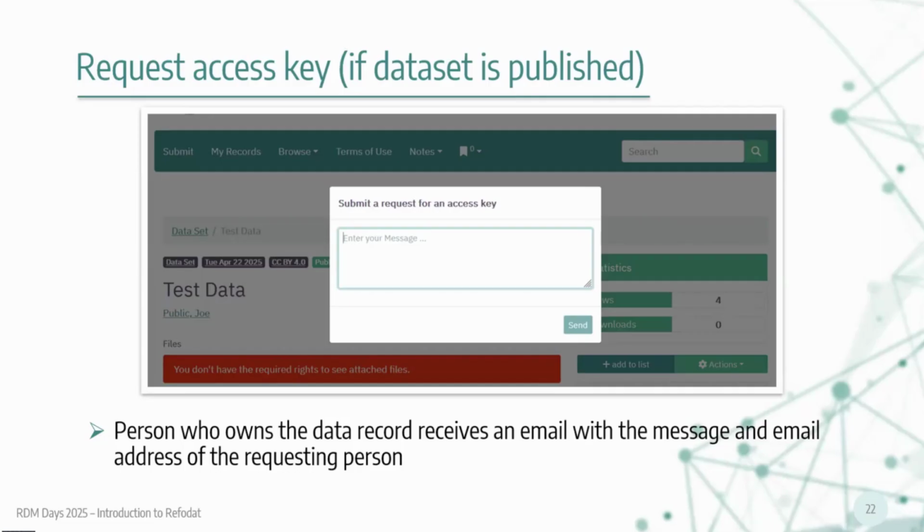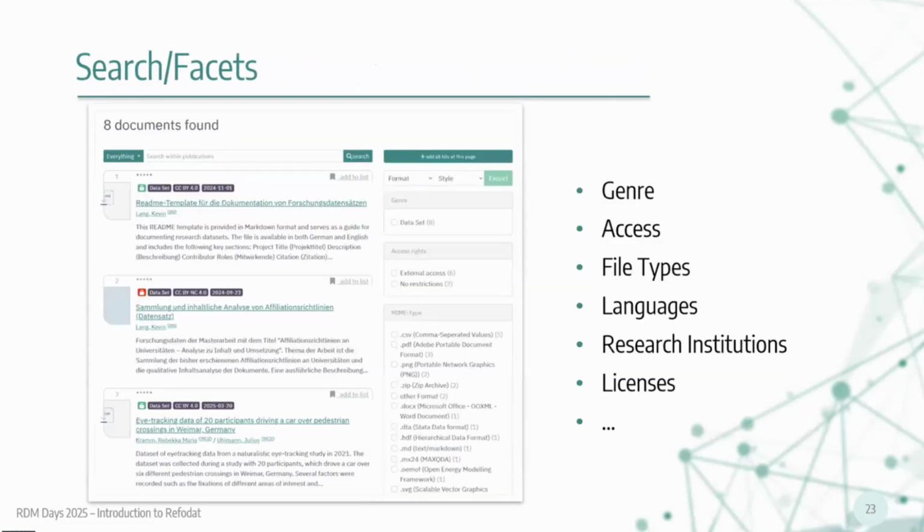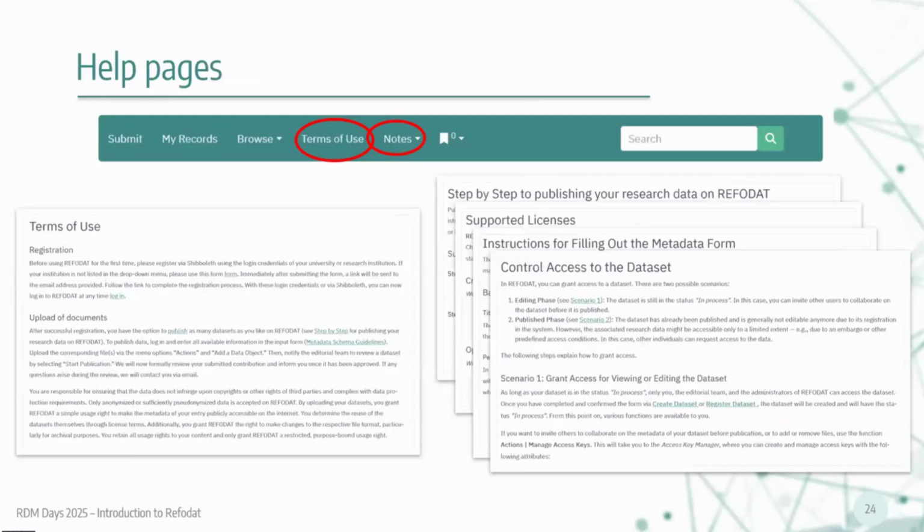Now, of course, there are also some other features that REFODAT provides. So you can search all the publications and records that are available on REFODAT via genre, access type, file types, languages, and so on. So that you can actually see what's being published. We do have some help pages for you. So first of all, the terms of use where we lay out exactly what the policy of REFODAT is with regards to uploading, publishing, etc.